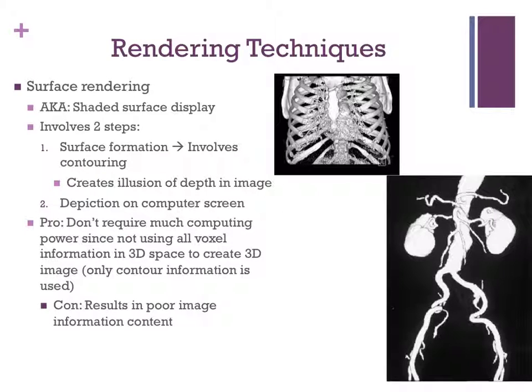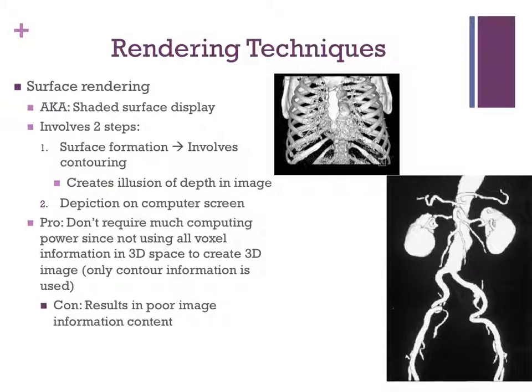So we've lightly touched on surface rendering and volume rendering a few slides back, but we will discuss them a little bit more in depth now. Surface rendering, also known as shaded surface display, involves two steps. The surface formation, which involves contouring, and rendering follows the surface formation and is then intended to add photorealism and to create the illusion of depth in an image. This is what makes an image appear 3D on a 2D computer screen.